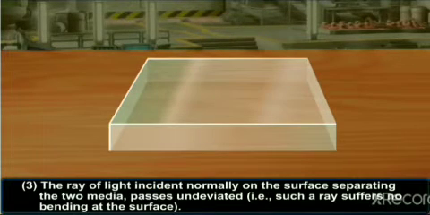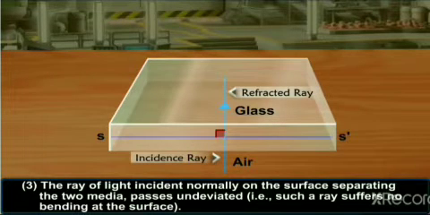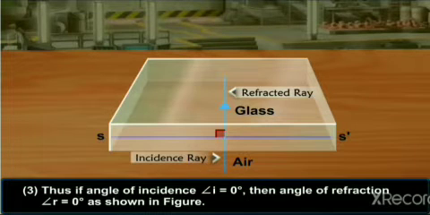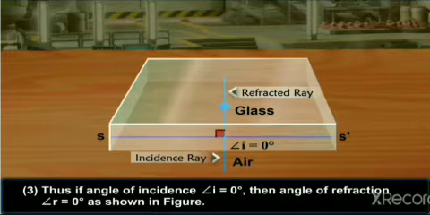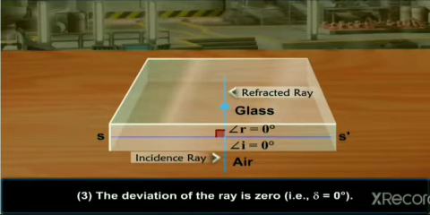3. The ray of light incident normally on the surface separating the two media passes undeviated, that is, such a ray suffers no bending at the surface. Thus, if angle of incidence, angle I, is equal to 0 degrees, then angle of refraction, angle R, is equal to 0 degrees, as shown in the figure. The deviation of the ray is 0, that is, delta equals 0 degrees.